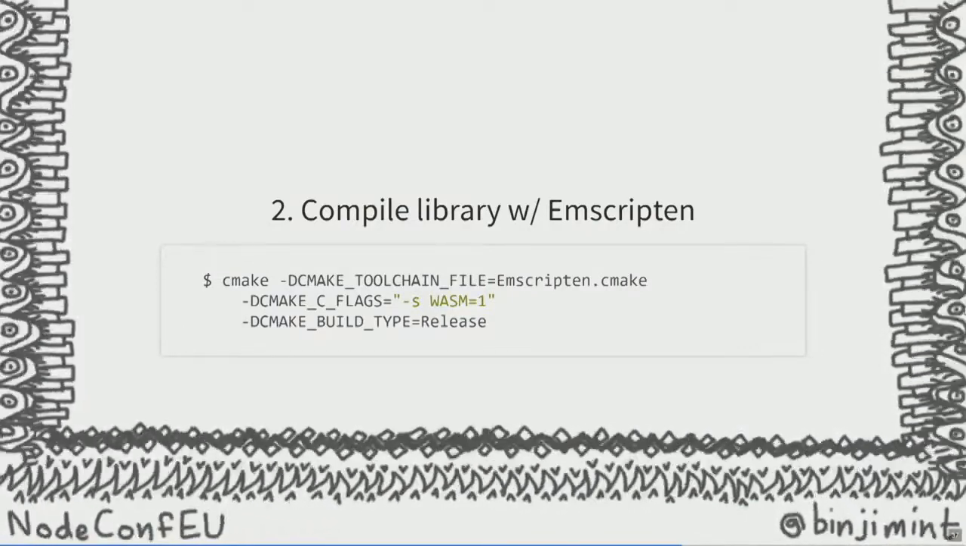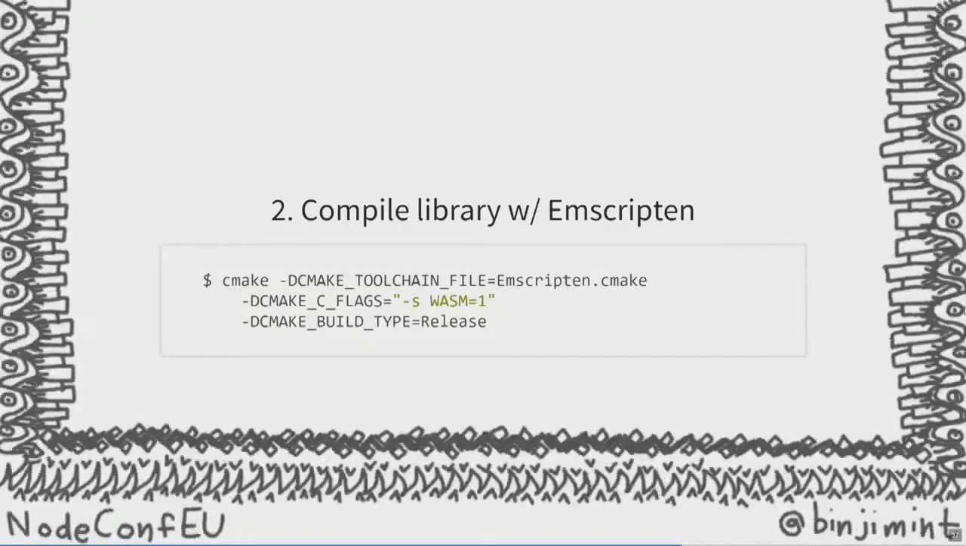The few things that I'm doing here: Brotli is compiled with CMake, so I pass in a toolchain file, which basically says, instead of using your host toolchain, use Emscripten instead. That's all that's doing. Then you pass in this flag here, -s wasm. What that's saying to Emscripten is, generate WebAssembly code. And then finally, I say, build the release version of it.